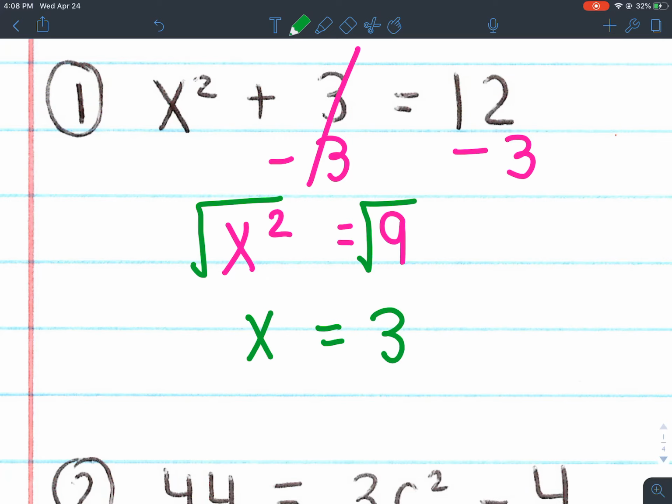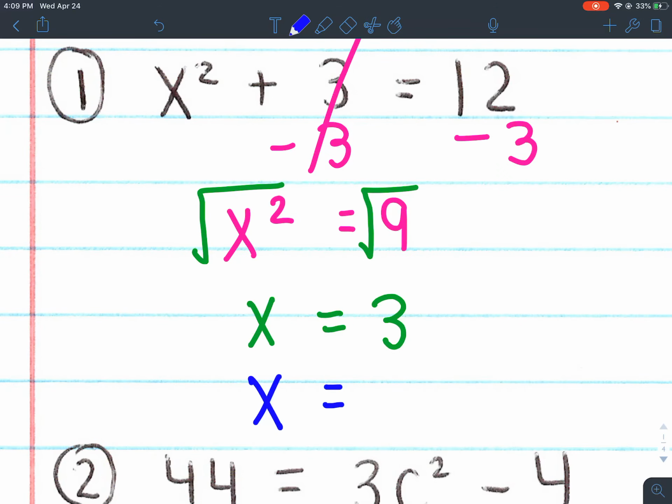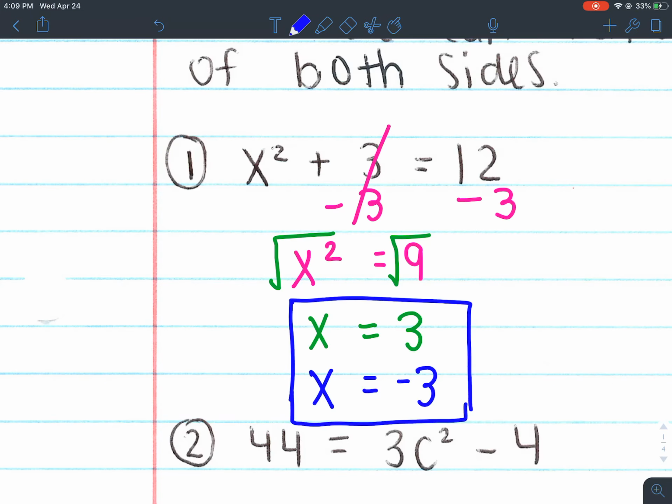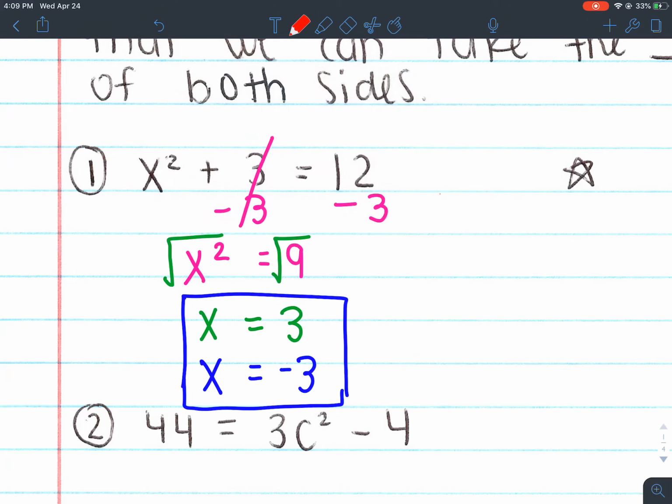Now, what does it mean for the square root of 9 to be 3? It means that 3 times 3 gives me 9, correct? Now, here's the issue. Is there another number that I multiply by itself to also get me 9? And the answer to that is yes, there is another number, negative 3. Is negative 3 times negative 3 positive 9? Yeah. So you also have a solution of negative 3. So these would be your two answers, your two solutions.